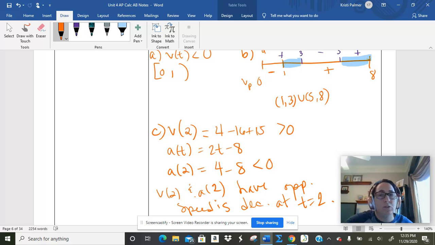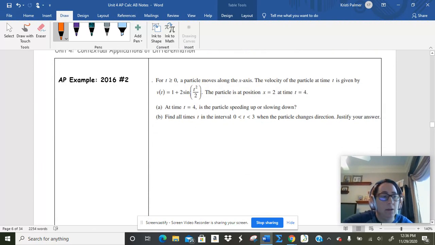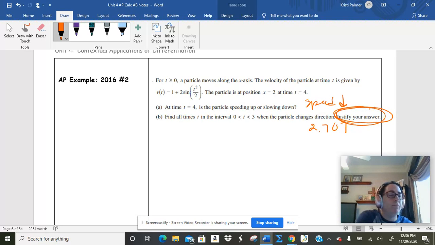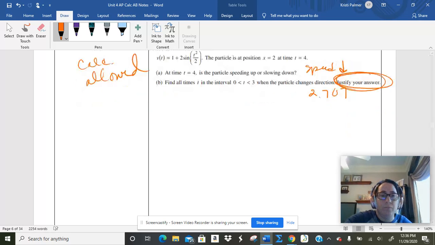Okay, I want you to try the next AP example on your own. I am going to tell you that on A, you should get speed as decreasing. And on B, you should get 2.707. Make sure you justify your answer. See if you can get that one. That one was calculator allowed. So try that one on your own.